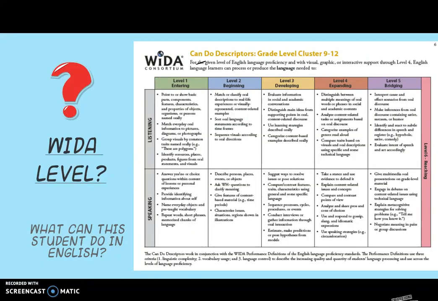Here's just a quick look at the can-do descriptors, but you can see how they have the 4 domains of language: reading, writing, speaking, and listening. And based off your student's level, you can see what they're able to do. So for example, a level 1, as far as what they're able to do in listening, they can point to or show basic parts. And then, for example, in a level 2 for listening, they can match oral descriptions. So you use these can-dos to plan your instruction and your assessments for what is appropriate based off the student's language proficiency level.